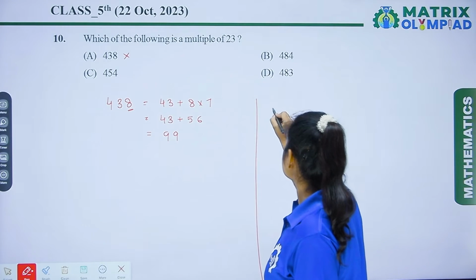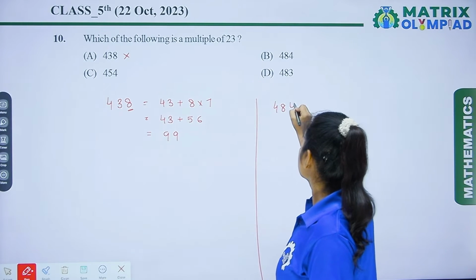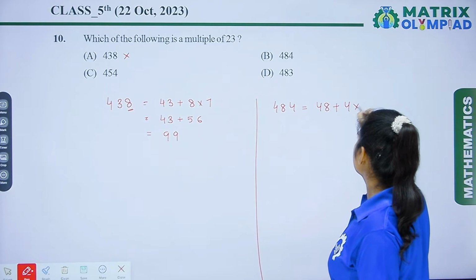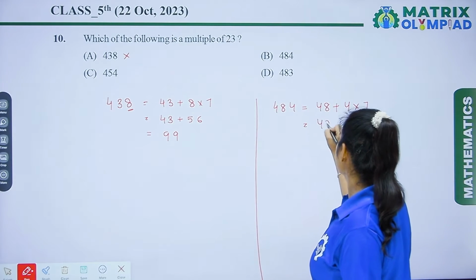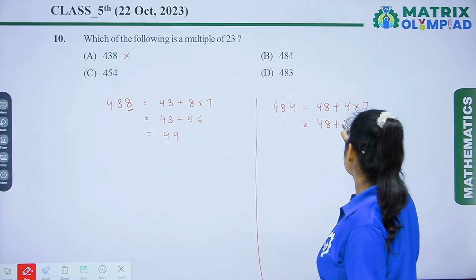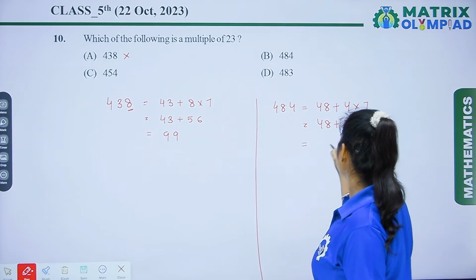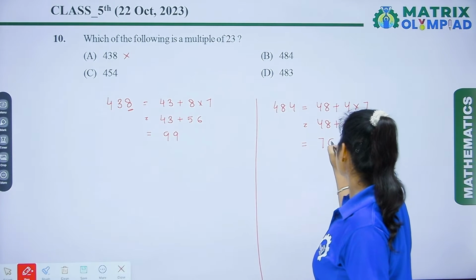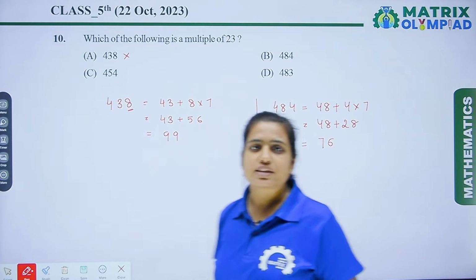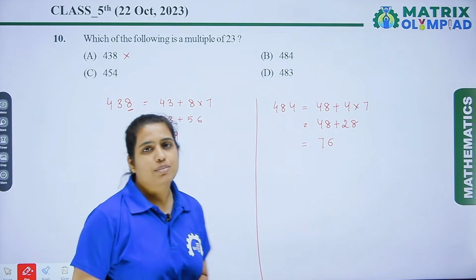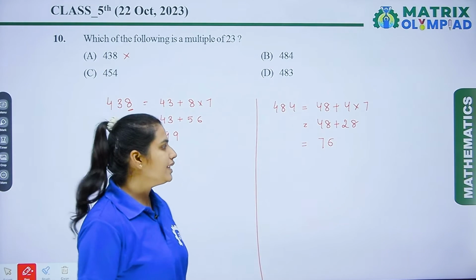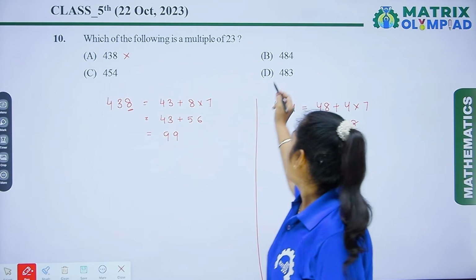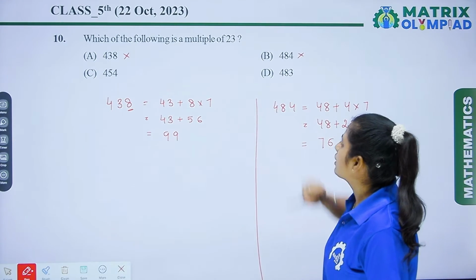484. The same thing we are going to do. 48 plus 4 multiplied by 7. So here we get 48 plus 28. After adding we get 76, and 76 is also not a multiple of 23, or we can say that it is not divisible by 23. So option B is also not correct.